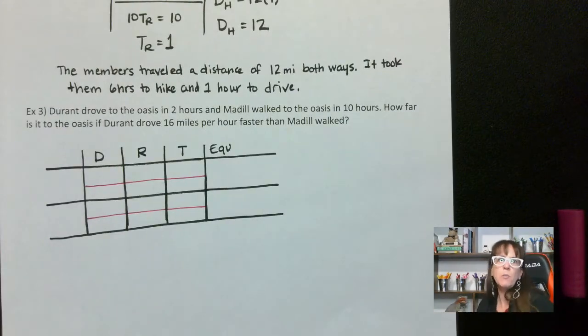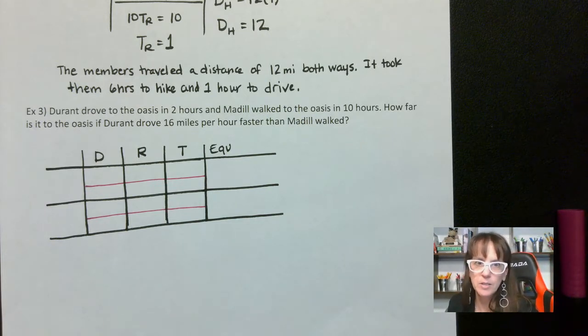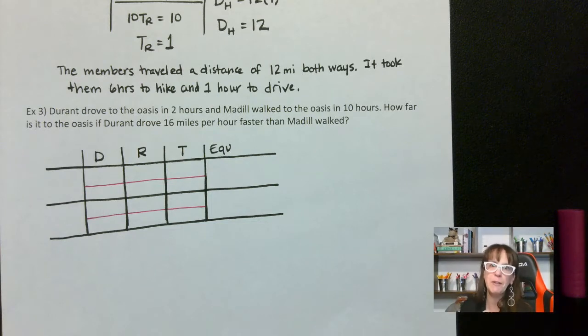All right, so for our next one, let's take a look. Durant drove to the oasis in 2 hours and Medill walked to the oasis in 10 hours. How far is it to the oasis if Durant drove 16 miles per hour faster than Medill walked?